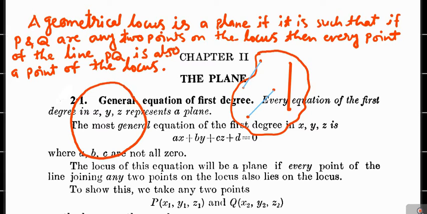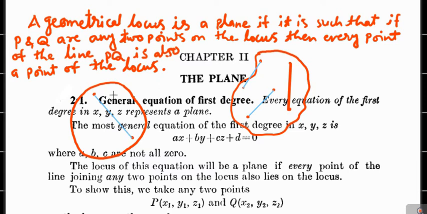Now take any 2 points from this locus. One point is, suppose, here and the other point is here. Join them by means of a line. Then you observe that this line completely lies in the locus. So as can be seen here, this line joining any 2 points of this locus lies completely in the locus.